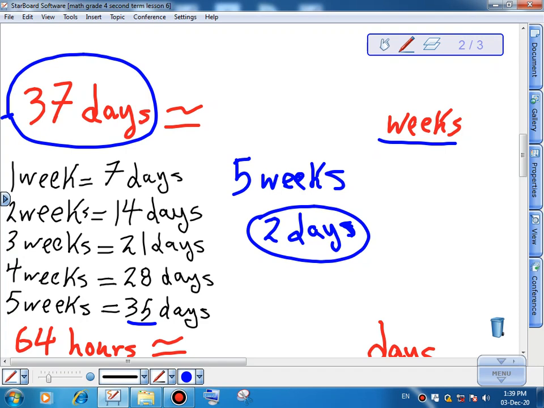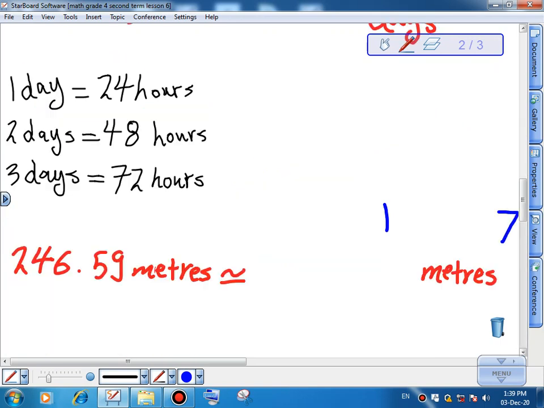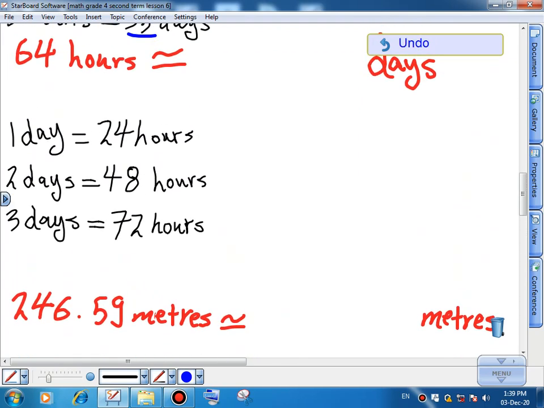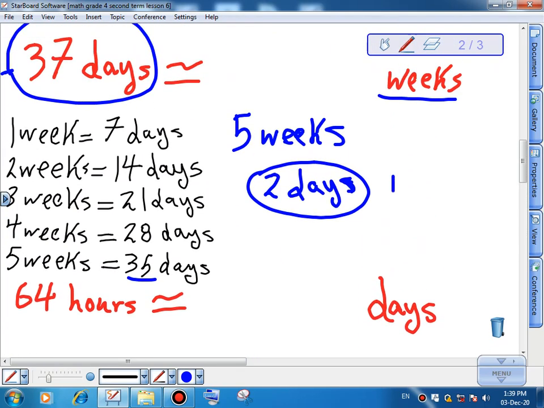2 days is smaller than half of the week. I know that the week is from 1 to 7: 1, 2, 3, 4, 5, 6, 7 days. The middle, the half of this week, is 3.5, 3 days and half of a day. I only have 2 days. So the middle of the week is 3.5.